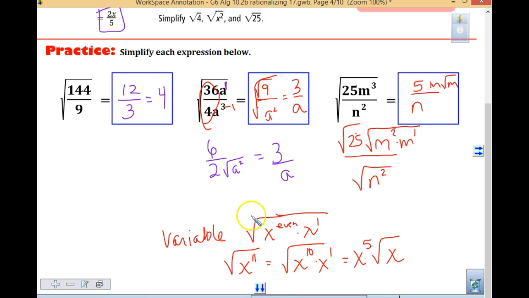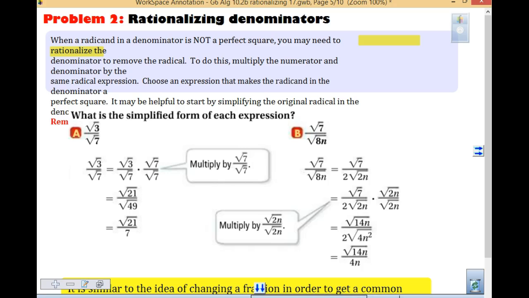So if it's a cube root that you're taking, you're going to find something divisible by 3. If it's a fourth root, you want it divisible by 4, and then the other number not divisible by that, okay? So kind of thinking of that.